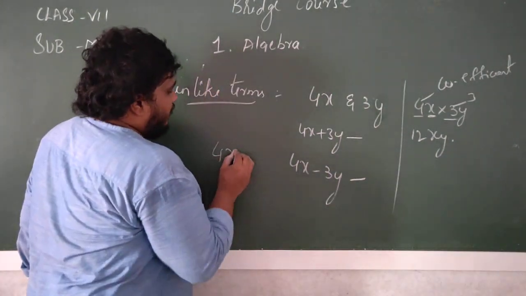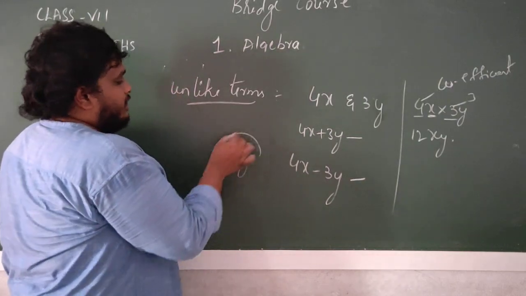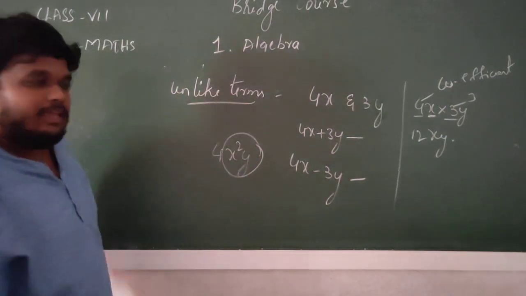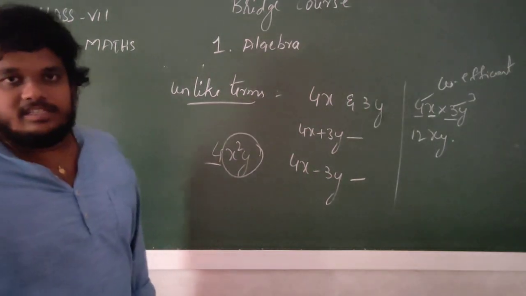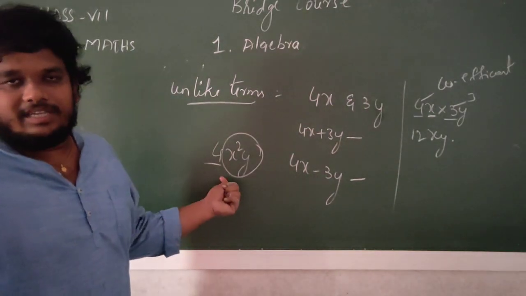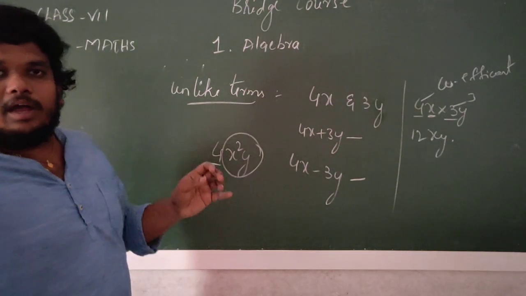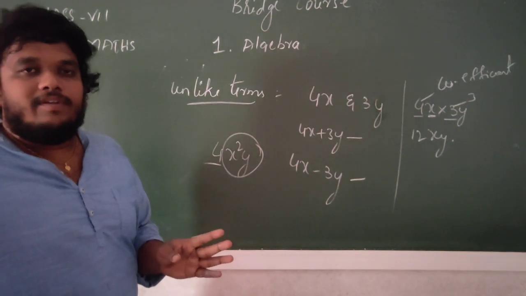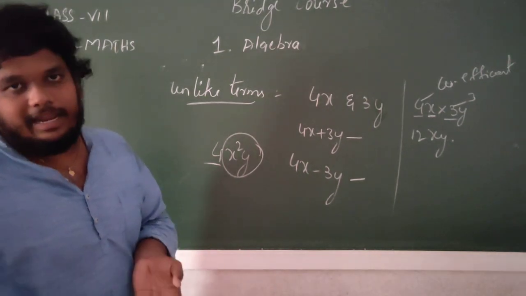For example, 4x square y. So what is the coefficient of x square y here? 4 is the coefficient. Is it clear? This is nothing but the coefficient. Up to now, I think everyone has understood what like terms and unlike terms are.